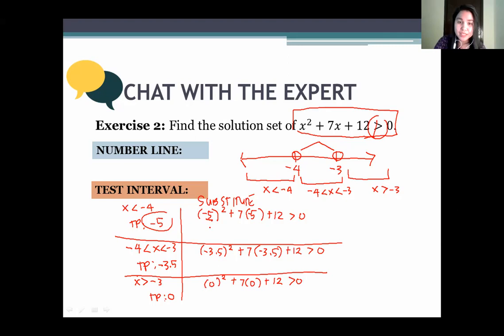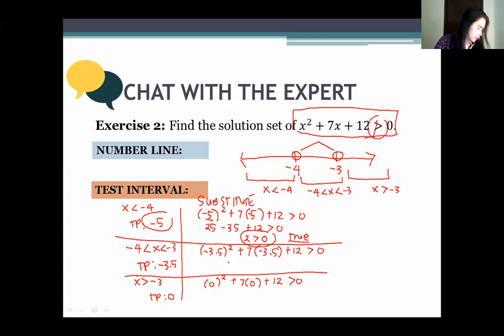-5 squared is 25 minus 35 plus 12 greater than 0. This is 2. 2 is greater than 0. True or false? Is 2 greater than 0? True or false? Yes. True. You say true.